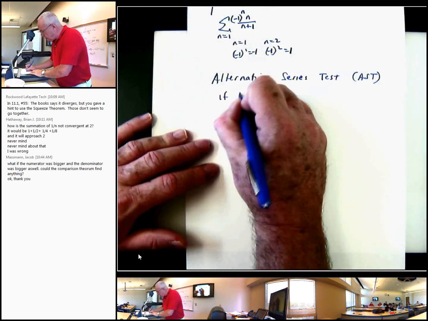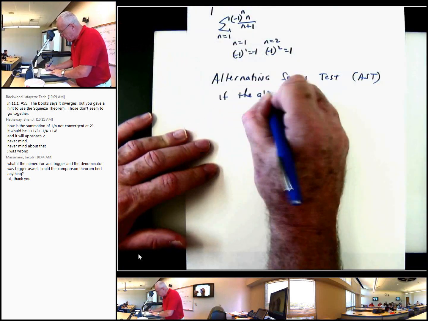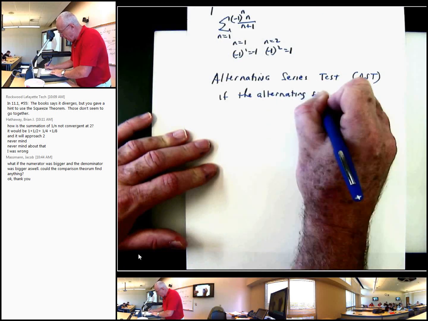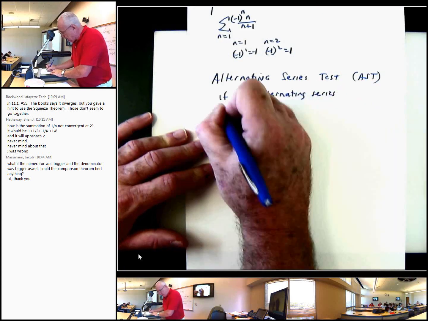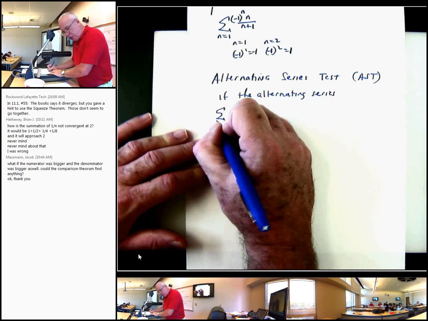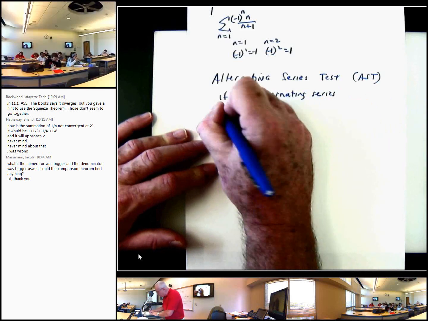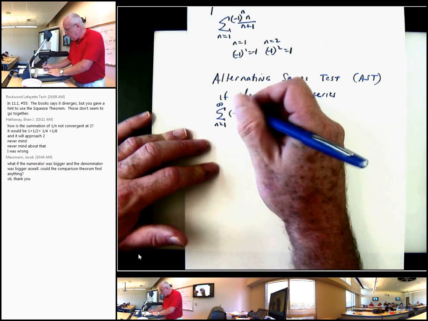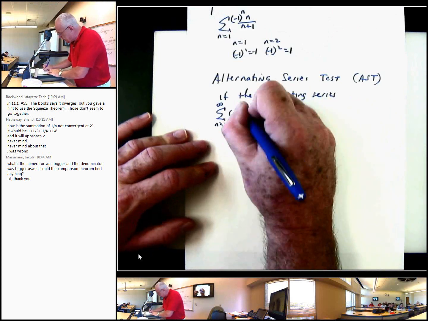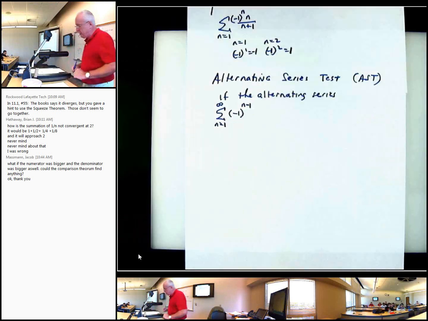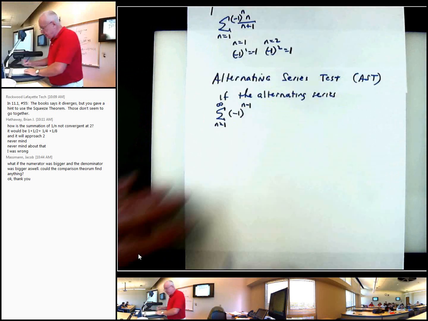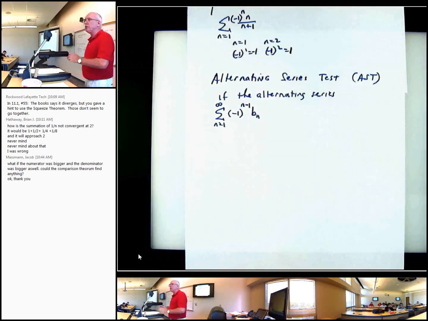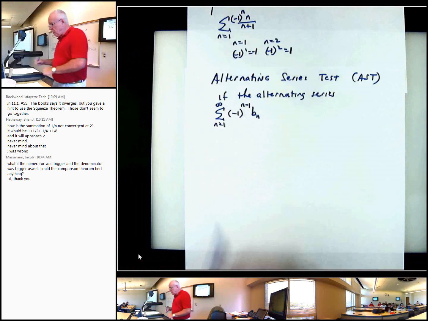If the alternating series, and here we have it, a summation, say, of n equals 1 to infinity of minus 1. We'll start it off where it's positive, so we'll put n minus 1 here. So it'll start positive. It doesn't matter as long as it's alternating, whether it starts positive or negative, of Bn.